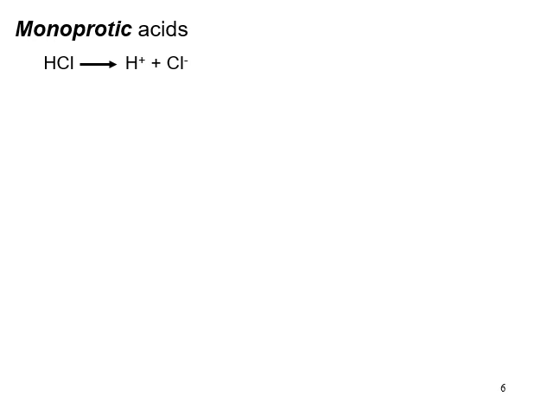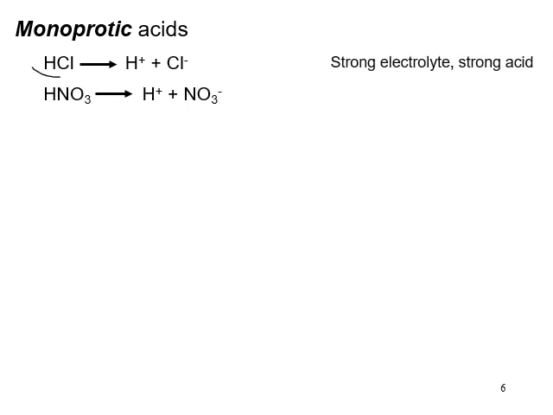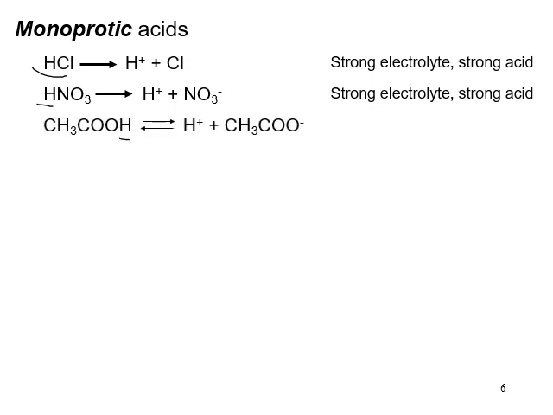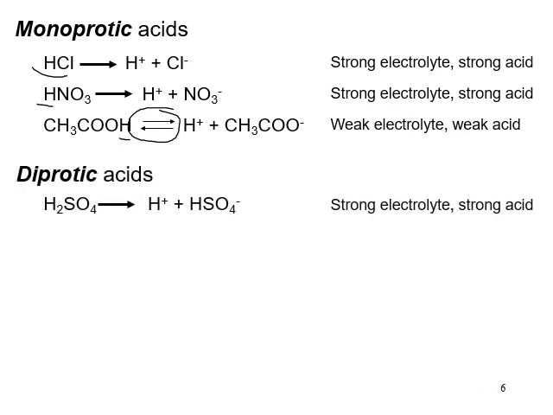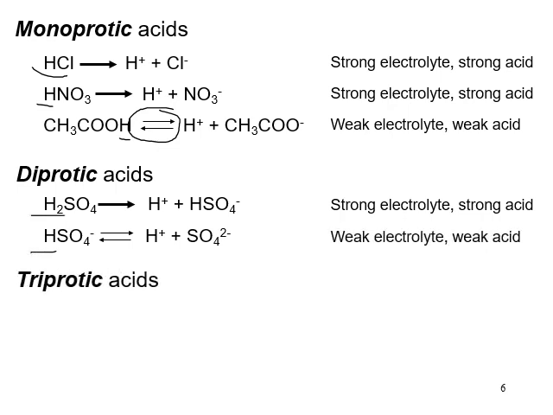Monoprotic acids are acids that have one hydrogen to donate, and you'll notice the one hydrogen here and here. These are all strong acids, but this one's weak. Notice the reversible arrow. Diprotic acids have two to donate. This one is strong, the first one anyway. The second one is weak. Triprotic acids have three. Here are three acids, but this one is actually weak. You can notice by the arrow that phosphoric acid is a weak acid.